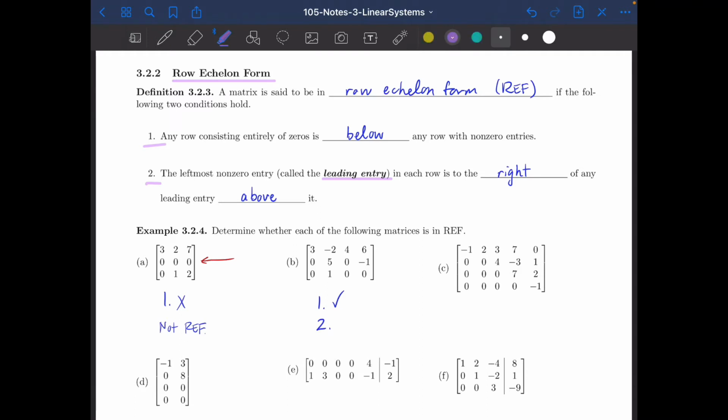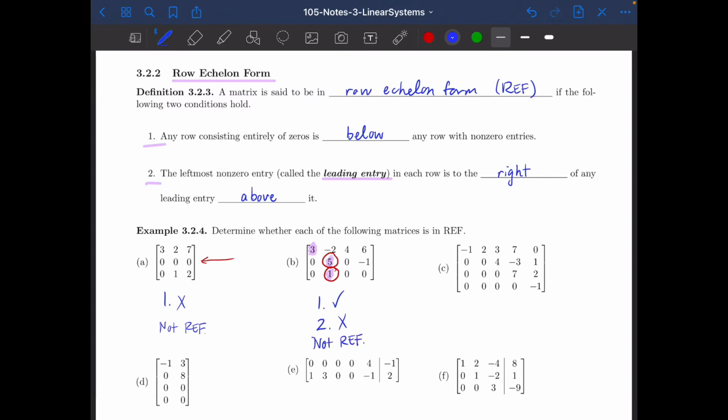In the first row, the leftmost non-zero entry is this 3. In the second row, it is 5. And in the third row, it is this 1. Is it true that the leading entry in each row is to the right of any leading entry above it? Well, that 5 is certainly to the right of the 3, but the 1 is not to the right of the 5. This 1 is not to the right of a leading entry above it, of 5. And so the second condition is not satisfied, and so this matrix is also not in row echelon form.